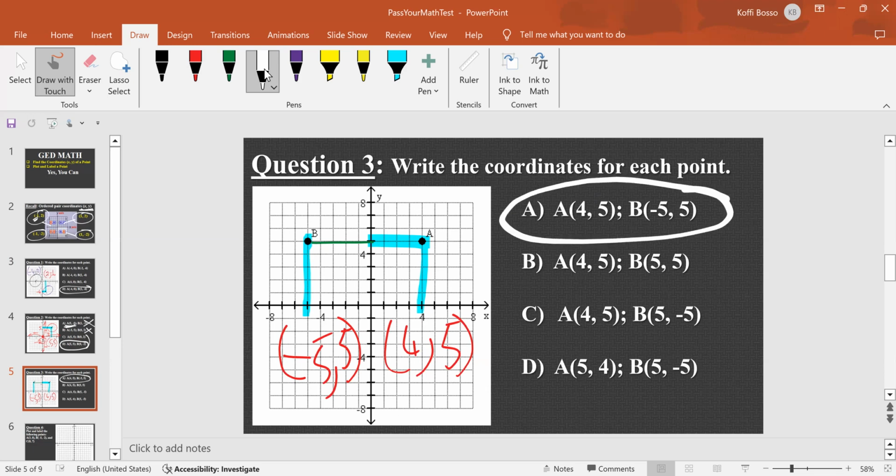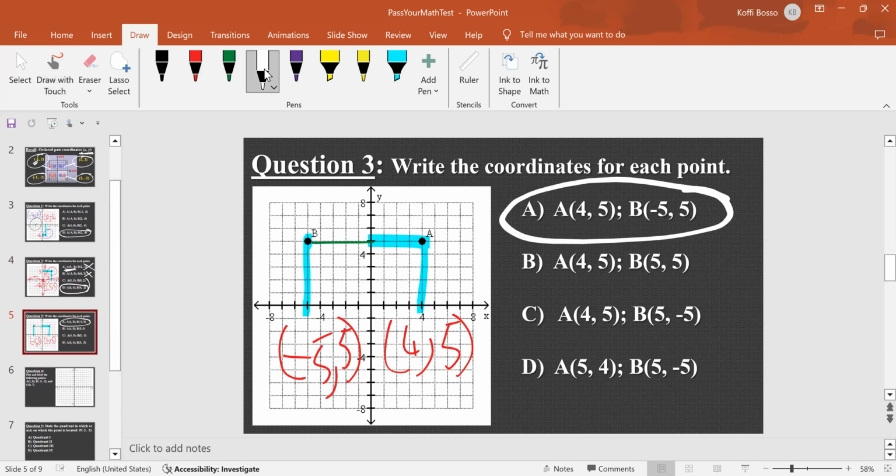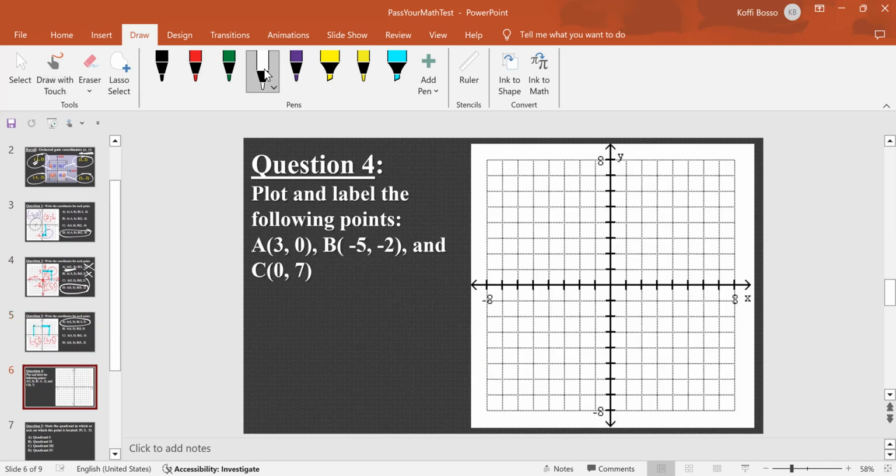The A is (4, 5), and the B is (-5, 5). Okay, now let's see the next question. This time they switch the question. They give you the point and you're going to plot. So plot and label the following points.